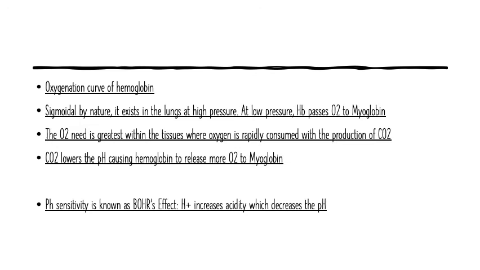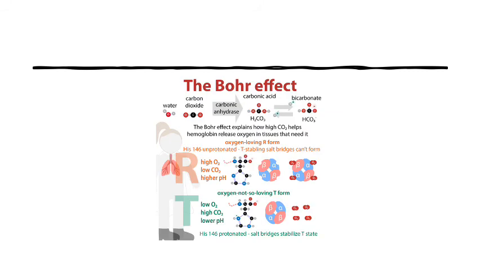The O2 need is greatest within the tissues where oxygen is rapidly consumed with the production of CO2. CO2 lowers the pH, causing hemoglobin to release more O2 to that myoglobin. pH sensitivity is known as the Bohr's effect, which we learned in our reading a lot this week. So the H+ increases that acidity, which then decreases that pH.